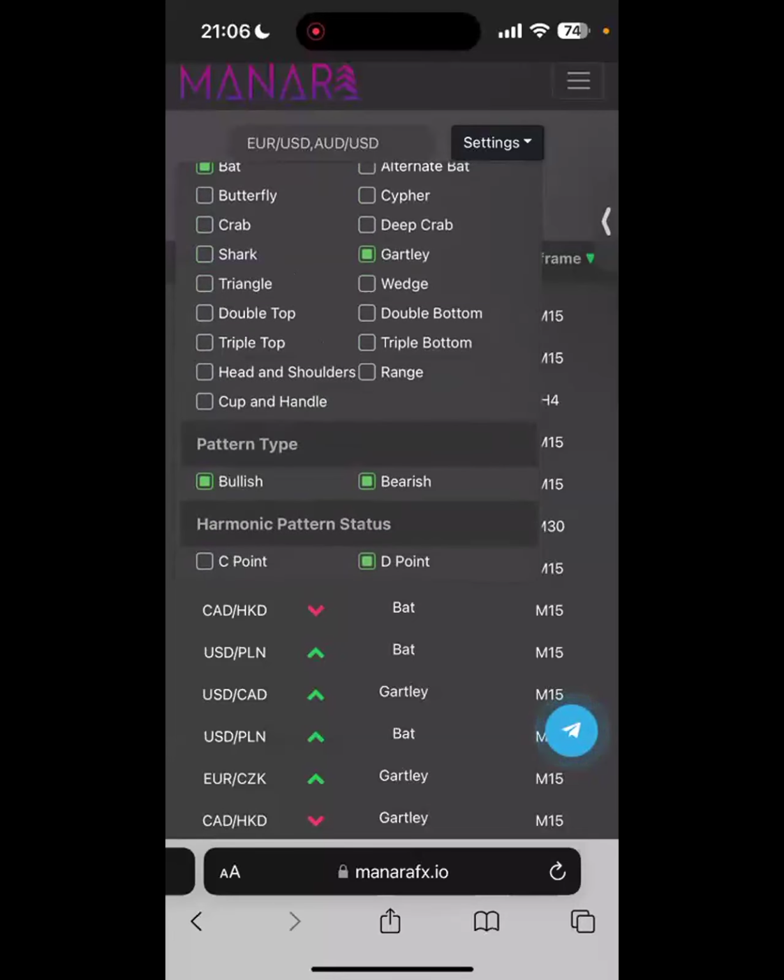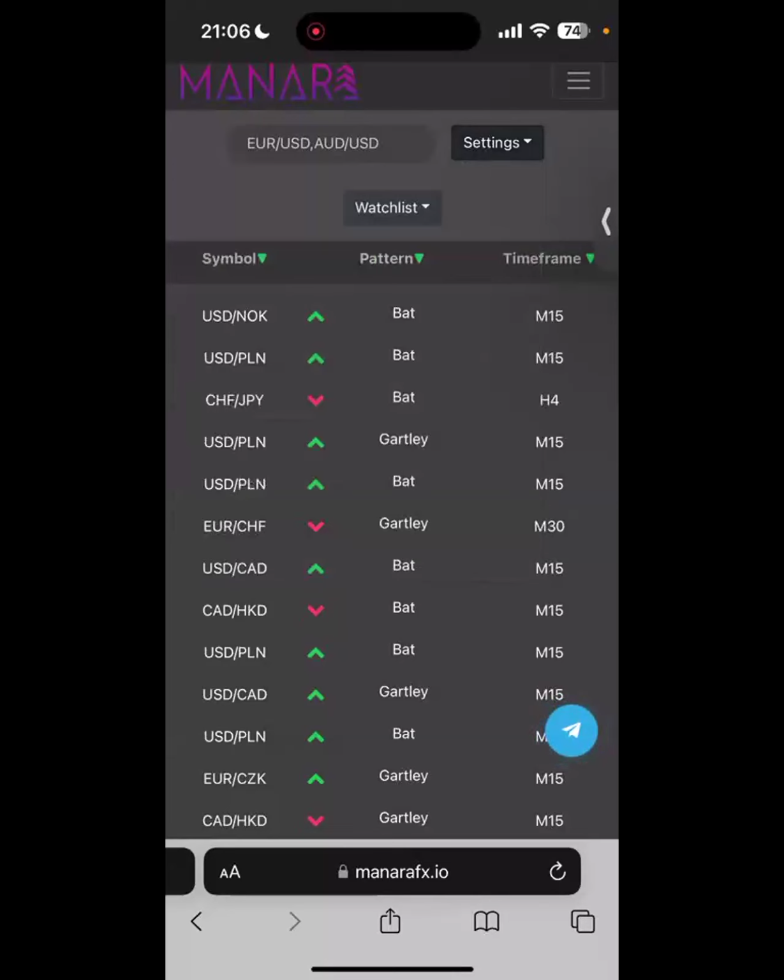The pattern type is already set to bullish and bearish. Then you have harmonic pattern status D point. So that's all, right? If you want to take a screenshot, maybe you feel a bit fuzzy, feel free to take a screenshot. So click on settings back. All right. So that's it on the monitor.